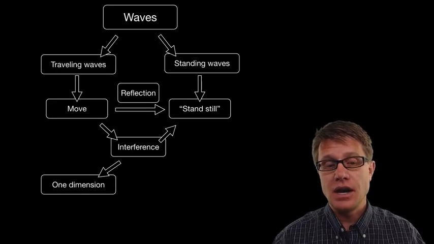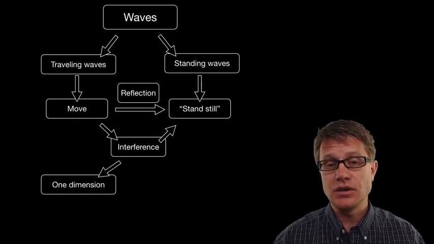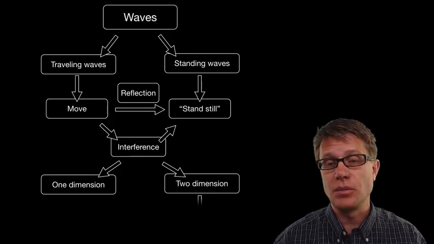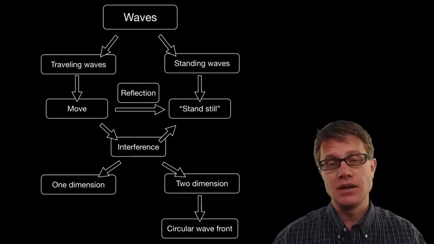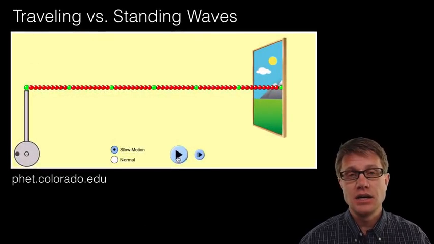You should understand how we could get one-dimensional interference between traveling waves and also two-dimensional traveling wave interference. You get what's called a circular wavefront, and then you can get these interference patterns. And so let's look at a traveling wave. This is a PhET simulation.